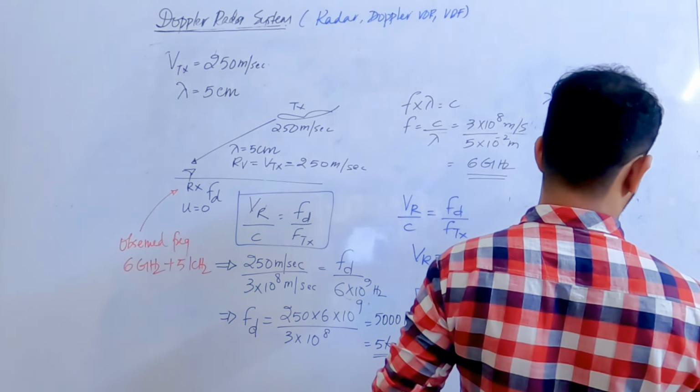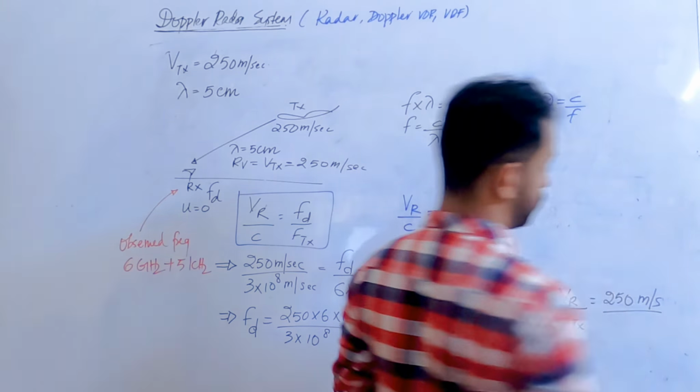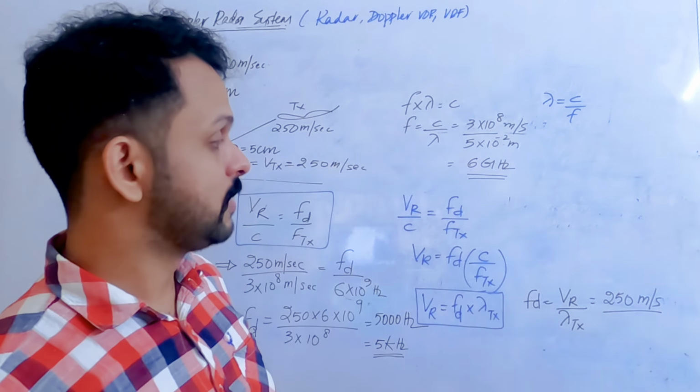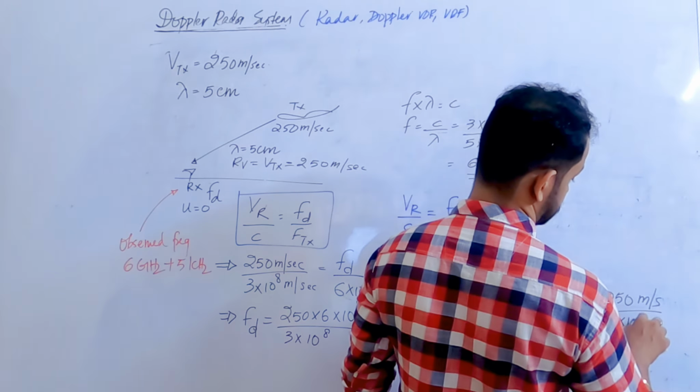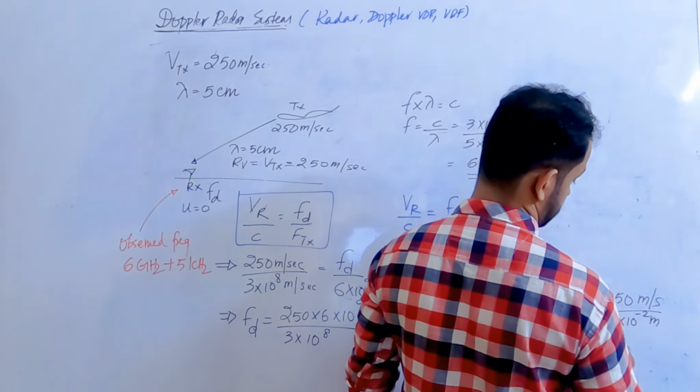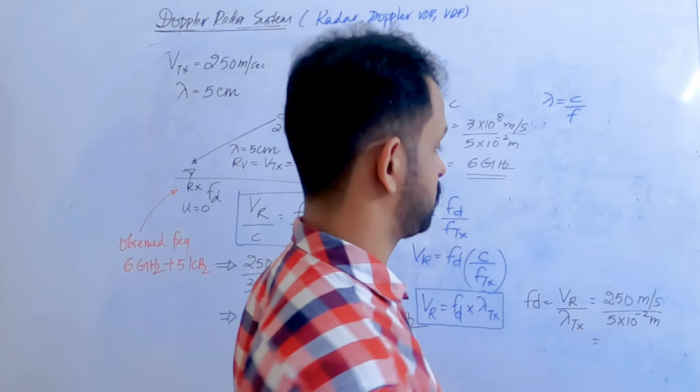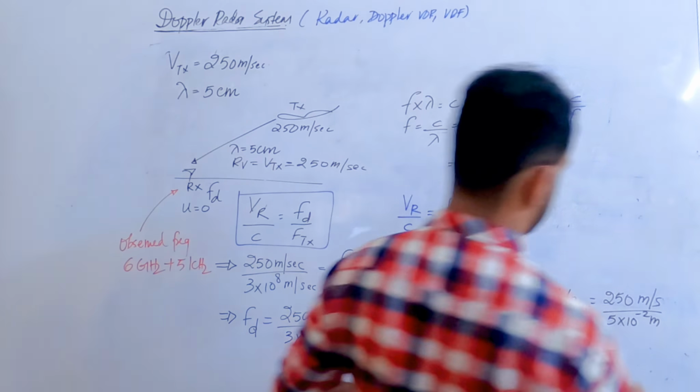What you have to be careful about here is again the units, because it's 250 meters per second. However, the wavelength that we have is in centimeters, so we have to convert that to meters. Just 5 kilohertz.